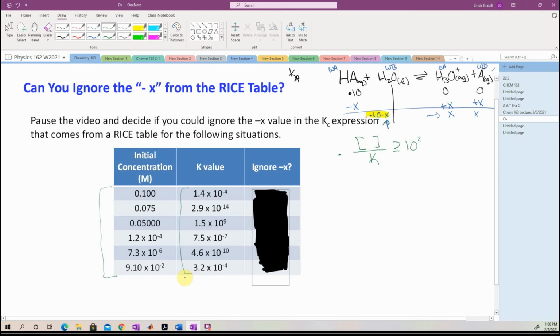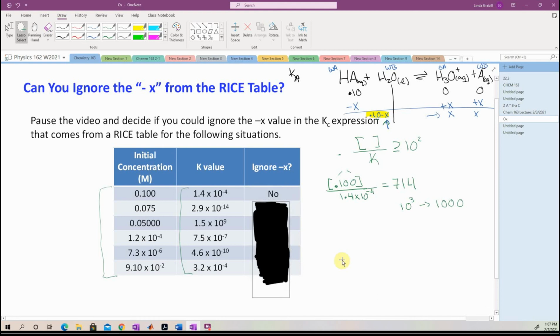Okay, so for this one, the concentration is 0.100, and this is going to be divided by 1.4 times 10 to the negative 4. And for this I get a value of 714. I have 3 sig figs here, 10 to the 3, well that's 1,000. So what that tells me is when I do my RICE table, I'm going to have to go forward and do the entire thing. I cannot ignore that change in x. I cannot ignore the minus x for that one.